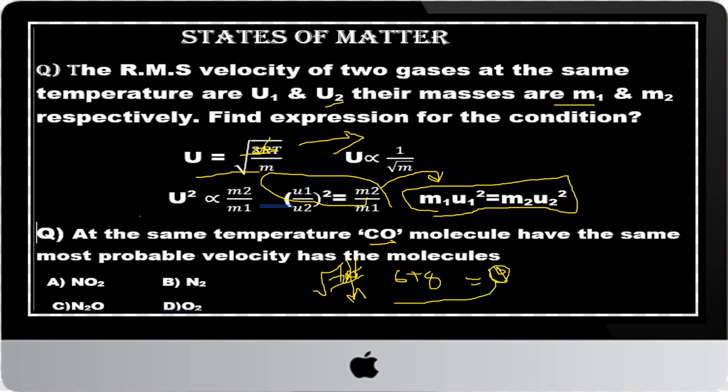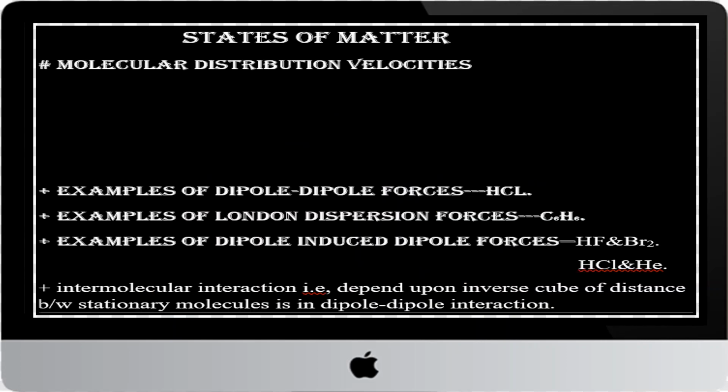Simply nitrogen gas. The answer is nitrogen gas. Nitrogen gas has a similar most probable velocity to carbon monoxide. Coming to the next important topic, theory questions may be asked here.